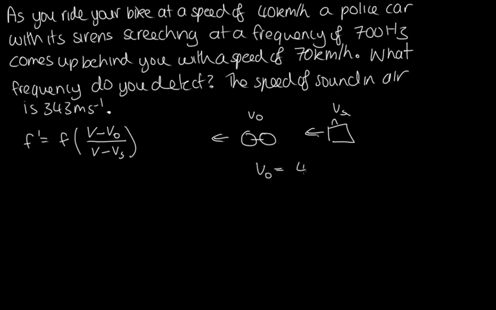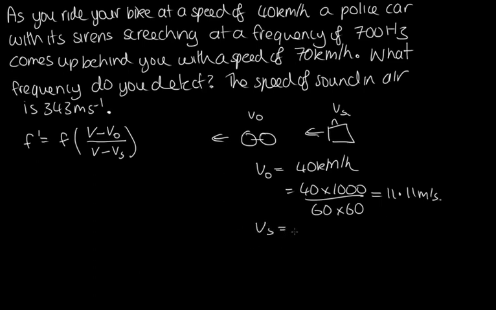The velocity of the observer is 40 kilometers per hour, which is equal to 40 times 1000 over 60 times 60, which is equal to 11.11 meters per second. The velocity of the source is 70 kilometers an hour, so 70 times 1000 over 60 times 60, which is equal to 19.44 meters per second.